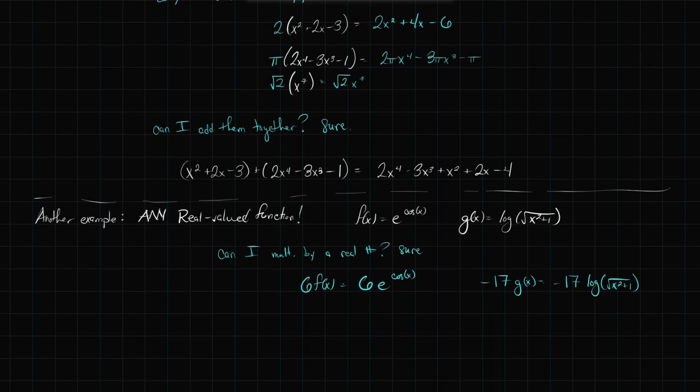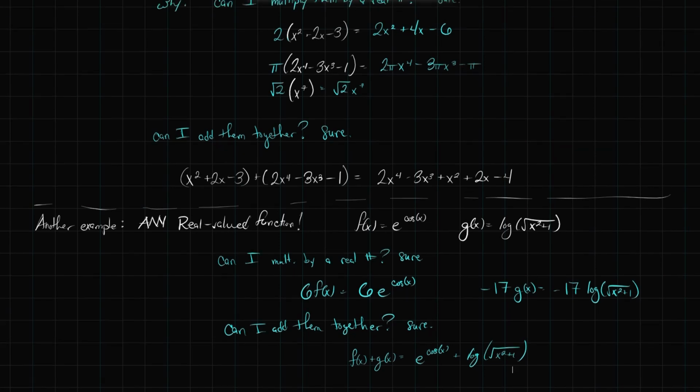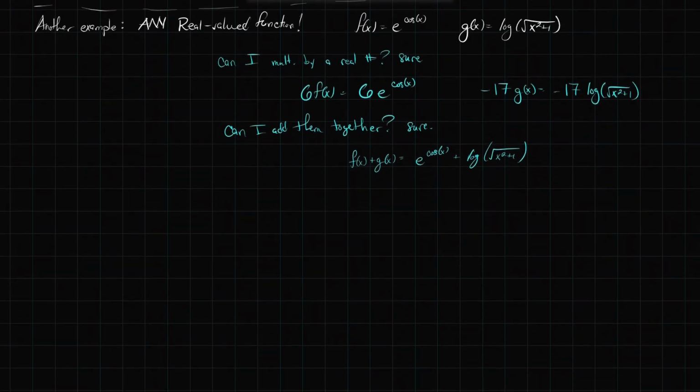So those are both perfectly safe. Can I add them together? Sure. So what would f plus g look like? It just looks like e to the cosine x plus log root x squared plus 1. That's all you gotta do. It's still a function. So those are collections of vectors: functions, polynomials.